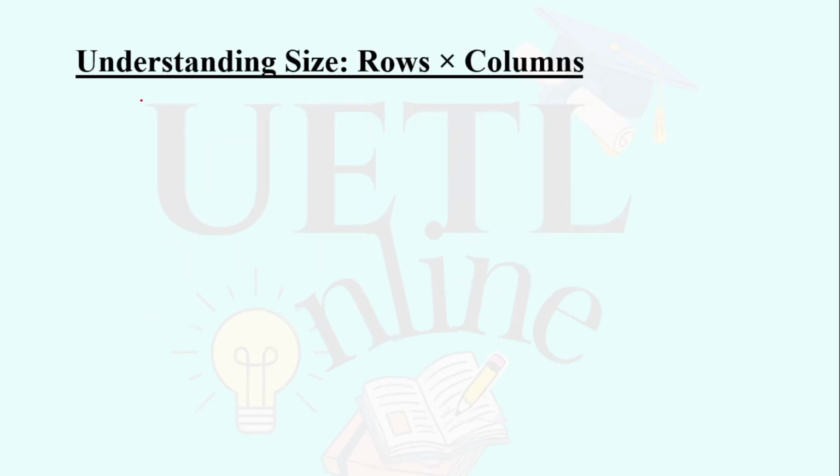Now let's understand the size of a matrix. In naming matrices, we have to understand how long and how big it is, so we use the size. The size of a matrix is written this way: you write the rows first, then you say by, and then you write the columns. So if you want to write the size of a matrix, you just write the number of rows and the number of columns.